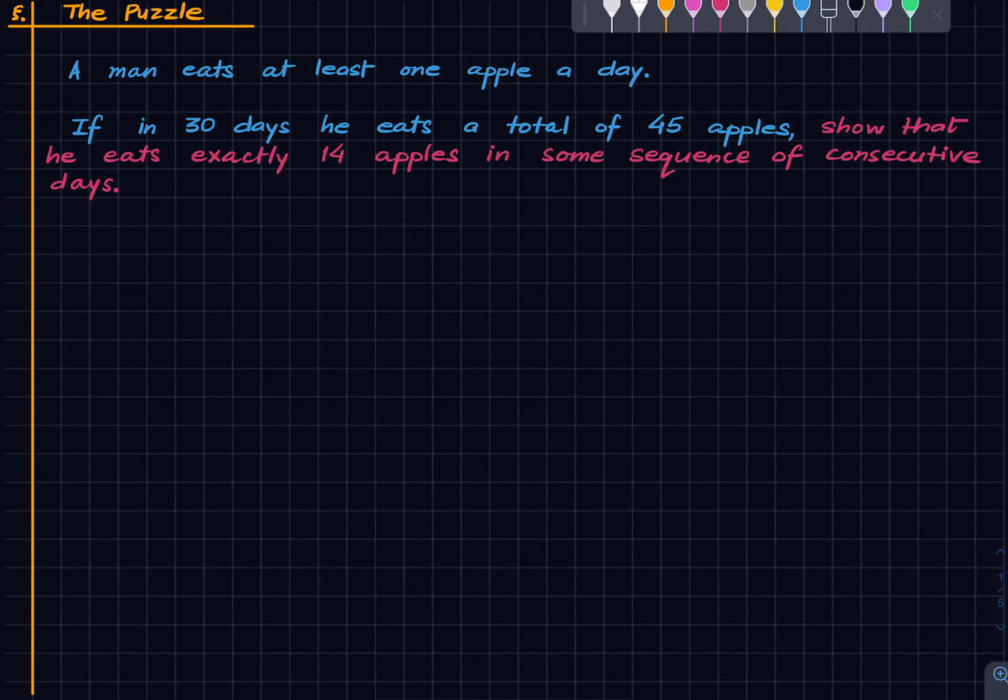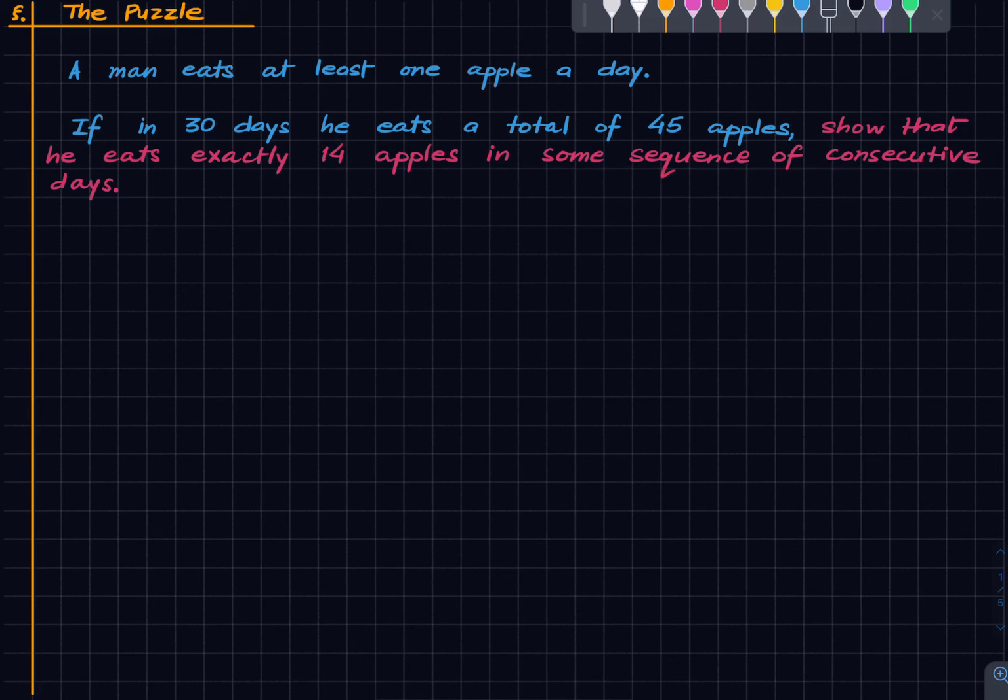Here is the problem. A man eats at least one apple every day. If in 30 consecutive days, basically a month, he eats a total of 45 apples, so exactly 45 apples have been eaten in 30 days, we want to show that he eats exactly 14 apples in some sequence of consecutive days.